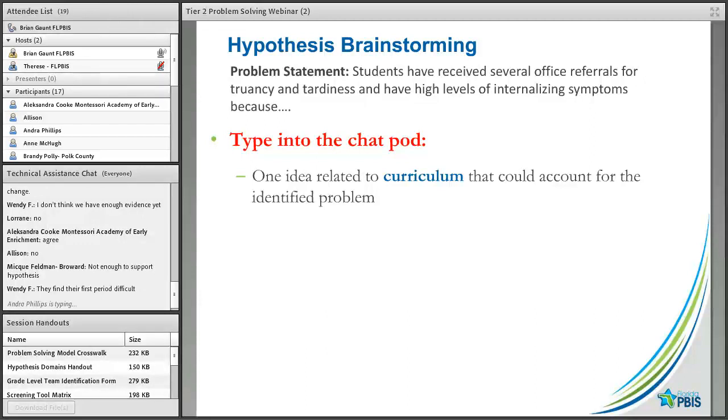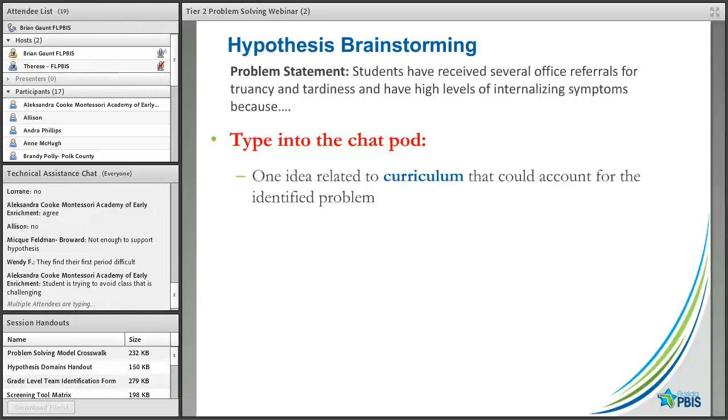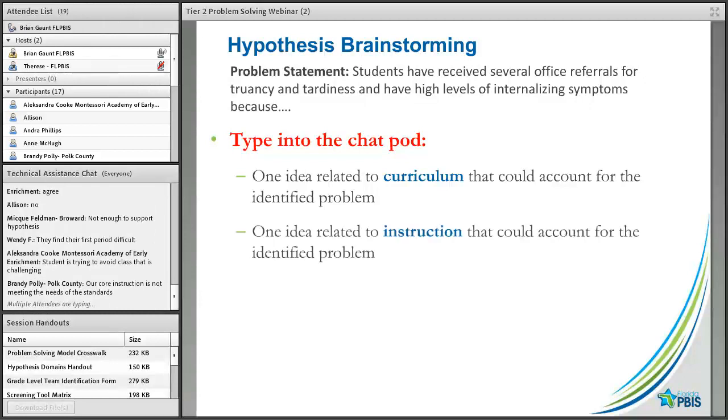Okay, so the first period class is very difficult, so the work could be frustrating or the demands could be overly taxing for them, and so perhaps they're just avoiding the class. They're coming in late. Yeah, the curriculum doesn't support differentiation for students with differing skill levels. Good. All right, let's think about maybe another one. How about in the area of instruction?